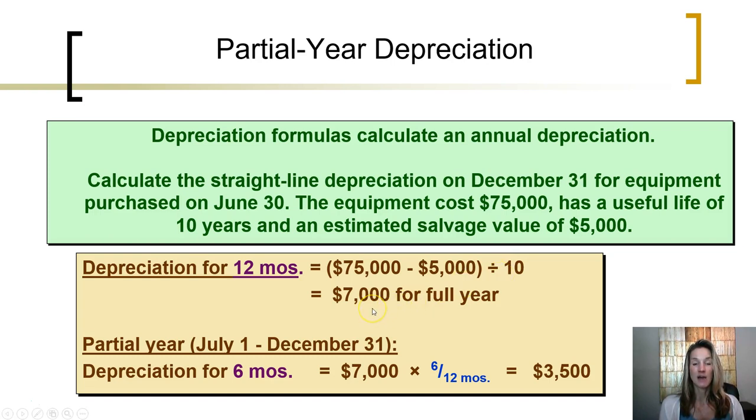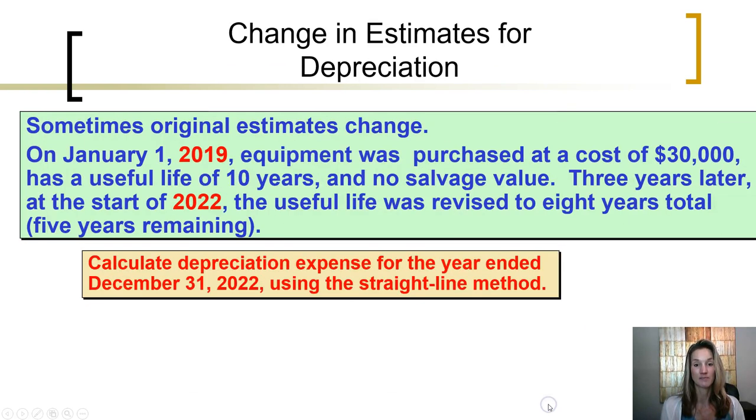the straight line method calculates depreciation expense as $7,000, but that is a full year's depreciation expense. Because the asset was not acquired until halfway through the year, we need to take the annual amount of depreciation and multiply it by the fraction of the year, 6 out of 12 months or 1/2 year. So the depreciation expense to record for that first year would be $3,500.